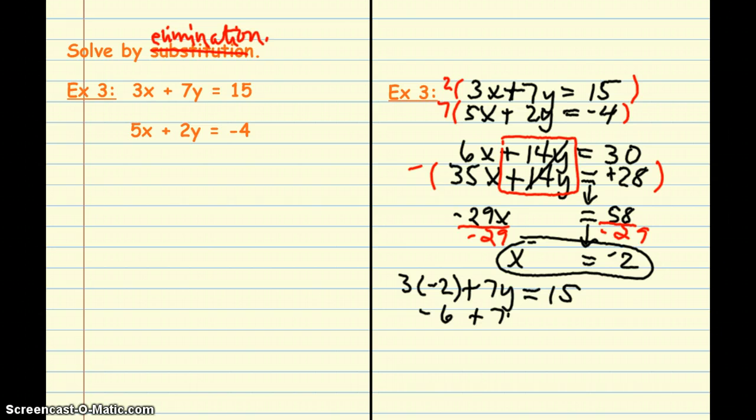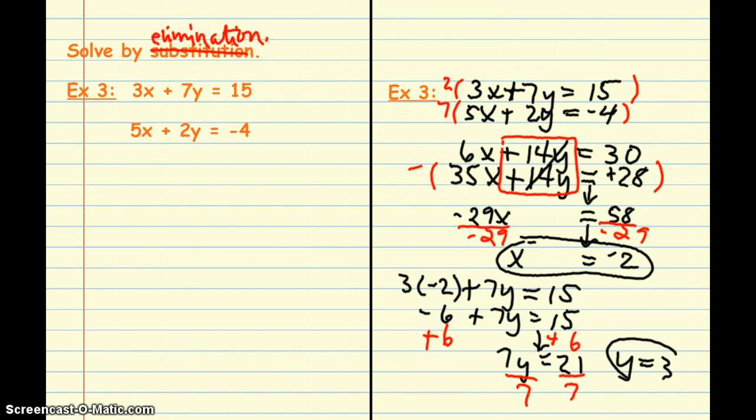So I have -6 plus 7y equals 15. My goal is to get y by itself, so I'm going to add 6. So I have 7y equals 21. And my last step is to divide by 7. Got to put it over here on the right-hand side. And I get y is equal to 3.